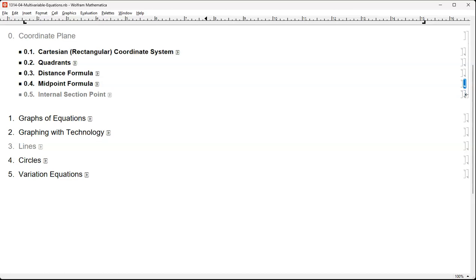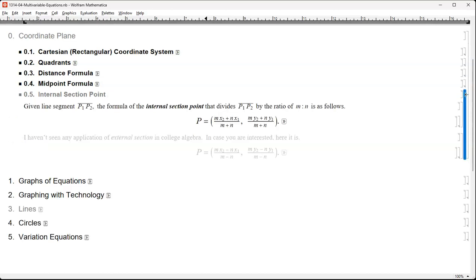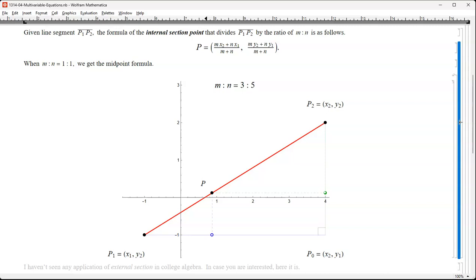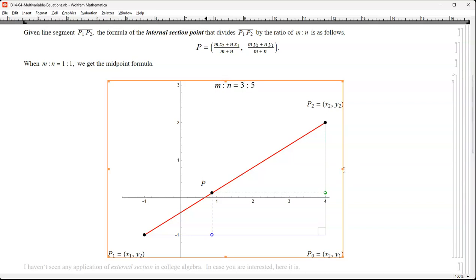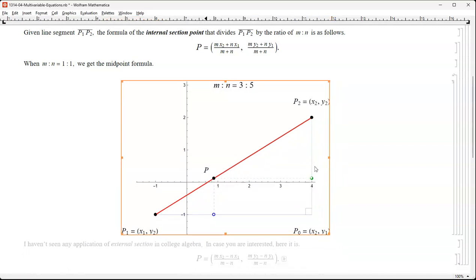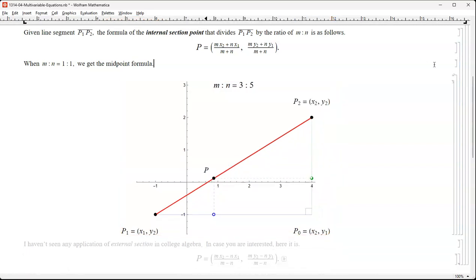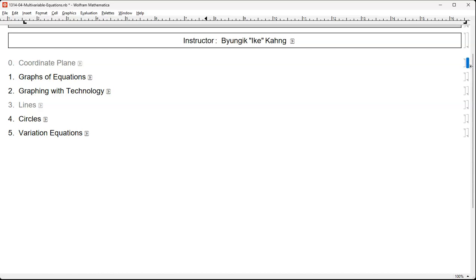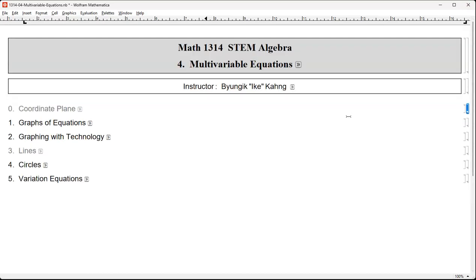That's about it. And if you're interested, you can go ahead for internal section points, which will probably not appear until pre-calculus later on. And if you're planning to skip pre-calculus, then you don't really need it at all. Okay, so much for section 0. And that is just a review, optional review. We're going to meet again in section 1 in a separate video.